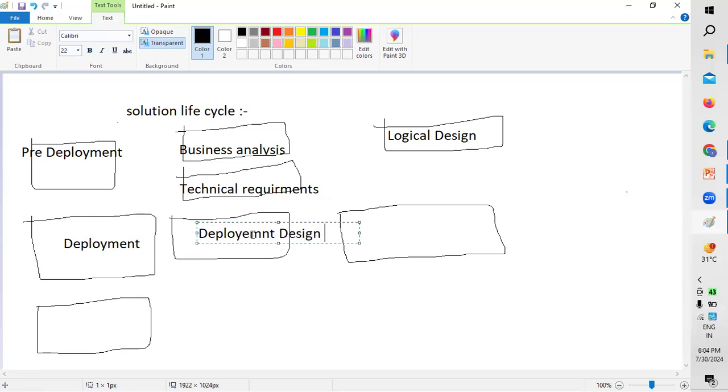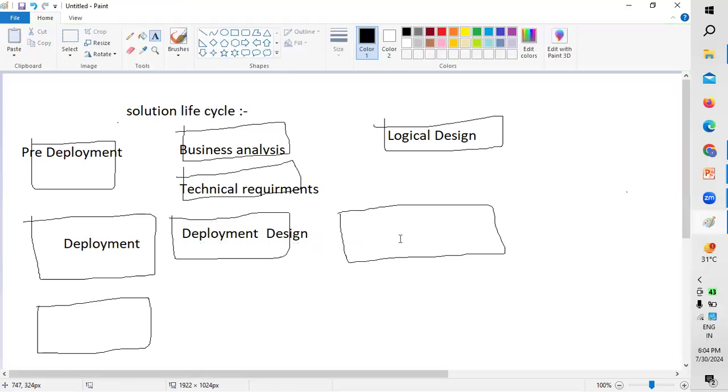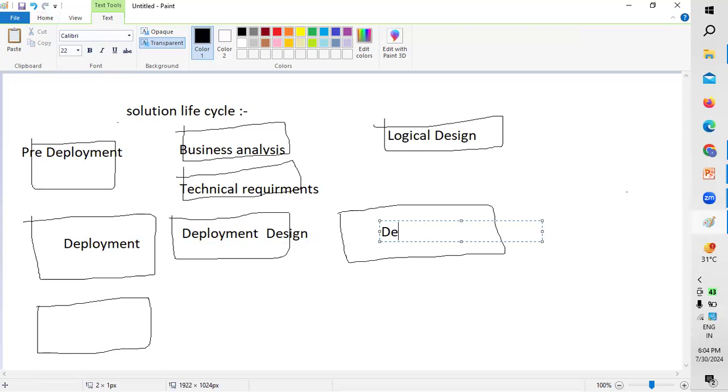Deployment design. Right, so deployment design is the first one. Next one, deployment implementation. Okay, this is the second one.